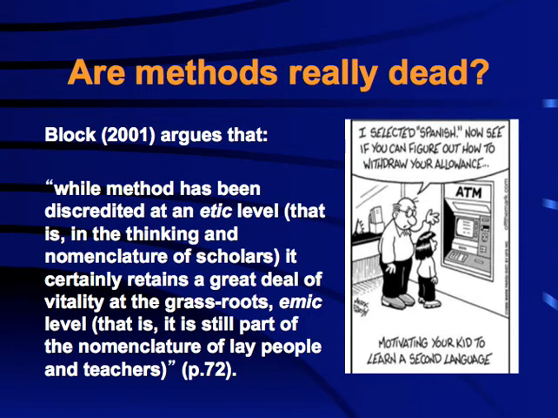So here's the question: are methods really dead? Have we really gone beyond methods? Bloch argues that while method has been discredited at the etic level, that is, in the thinking and nomenclature of scholars, Brown, Richards and Rogers, Kumaravadivelu, it certainly retains a great deal of vitality at the grassroots, the emic level. That is, it's still part of the nomenclature of lay people and teachers, hopefully people like you and me. So, in a sense, in this paper, I'm looking at what the lay people think, what the teachers think about methods to arrive at a conclusion as to whether they're really dead.